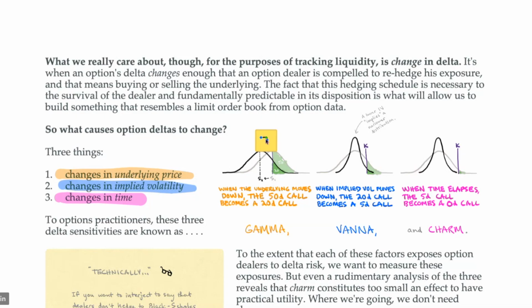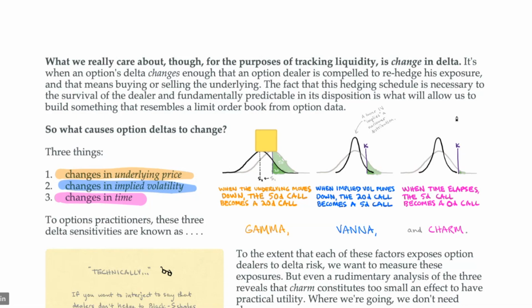We're going to focus on these three things that affect the way those deltas move, the speed they move, and essentially what ends up happening when the delta moves. What are the participants going to do about it?